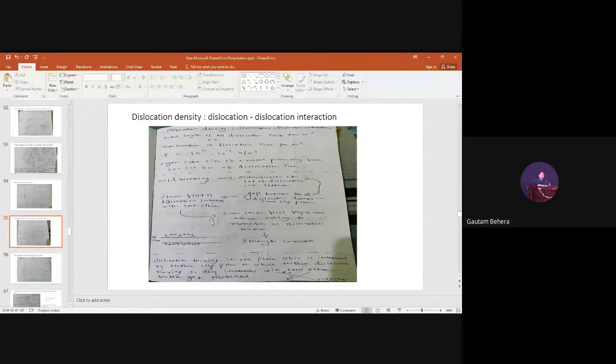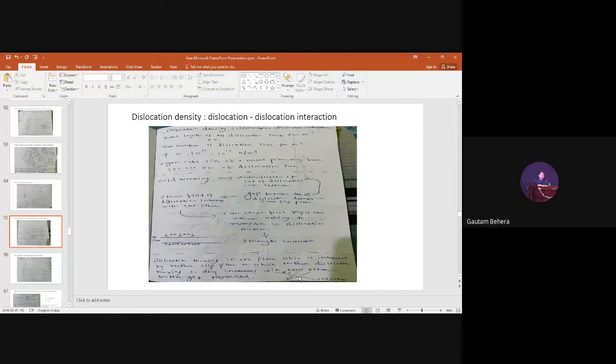So that leads to the strengthening effect. And another thing may happen like this. Suppose one slip plane is like this, and the other slip plane is moving down here. They are intersecting one another. Suppose one dislocation is moving in this direction on this slip plane, and another dislocation is moving like this.